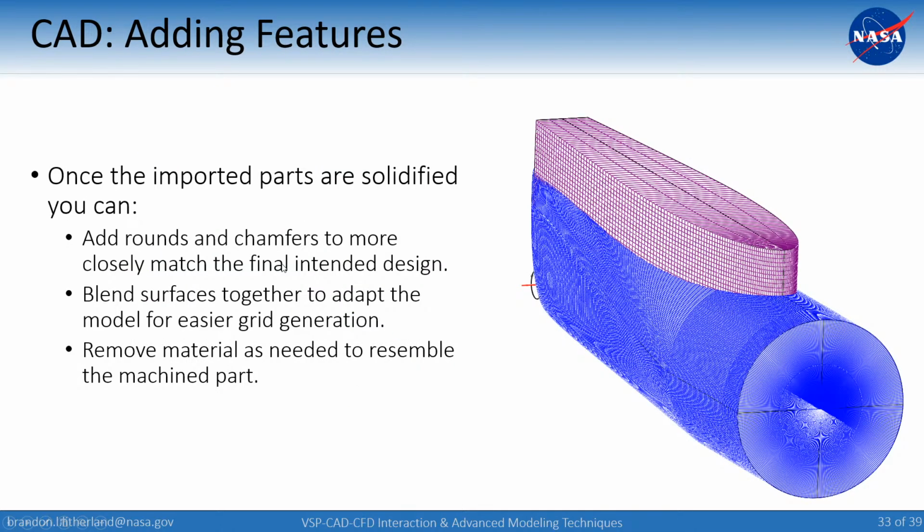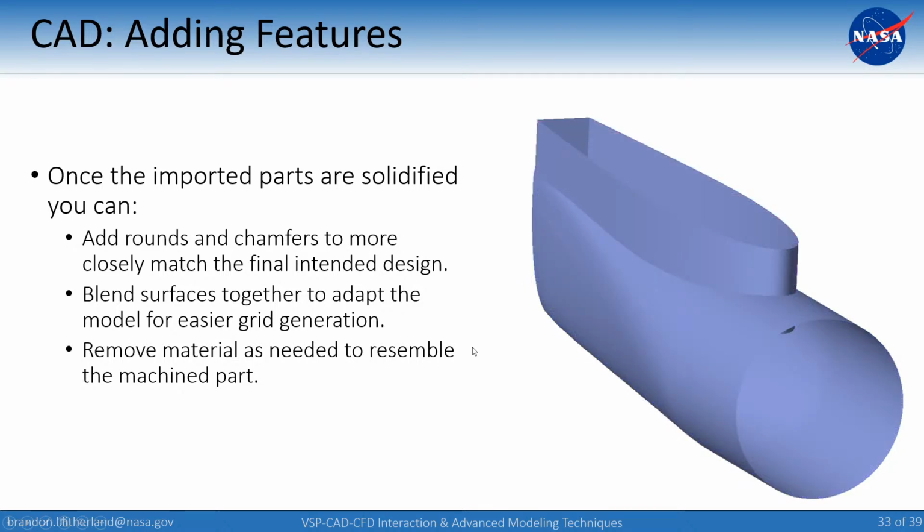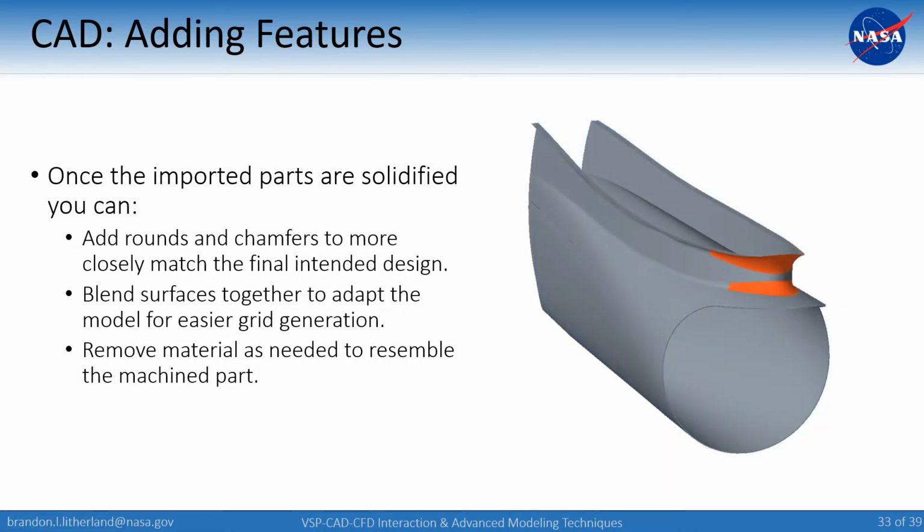So in this case, if we start off with, say, a parameterized and simple VSP geometry like we have here with one of the X57 nacelles, we bring that in as surfaces to CAD, and then we thicken it up and we add some features, and we end up with the final manufactured part.